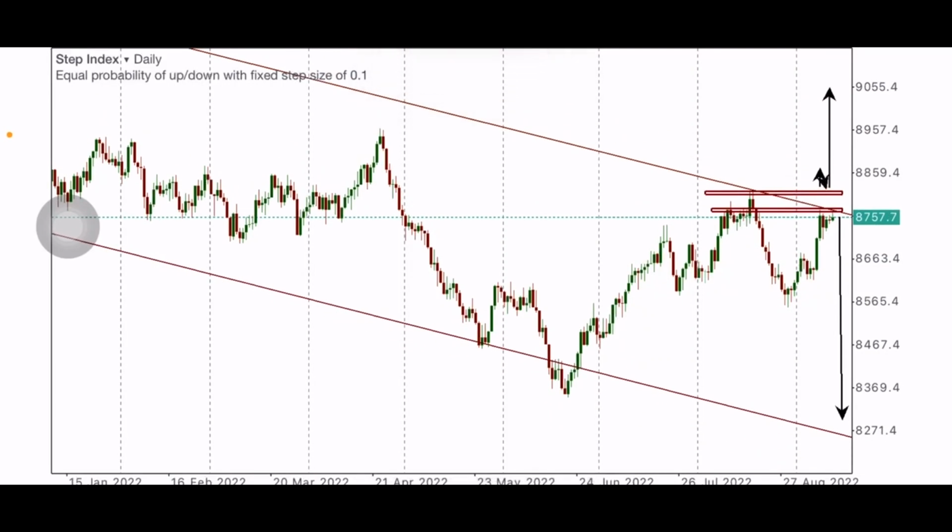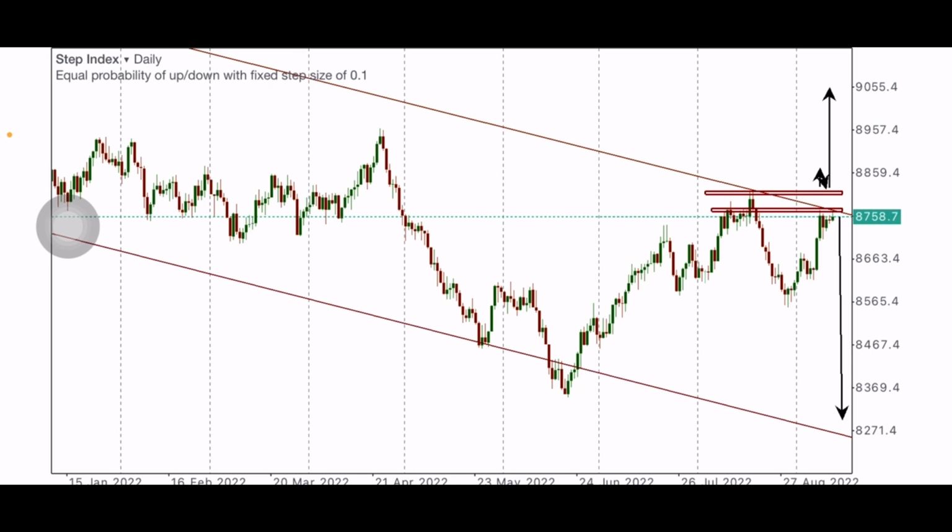Hello everyone, good morning. Quickly I'm going to show you something on step index. This particular video is just for step index. It's an upcoming trade setup for step index. The lowest lot, 0.1, has the potential to make a profit target of about $500 while you take profit manually.